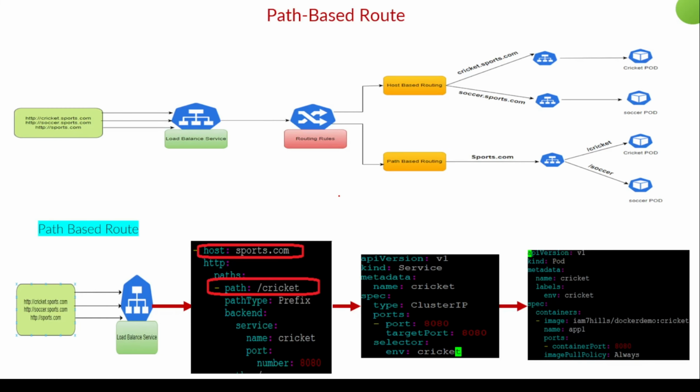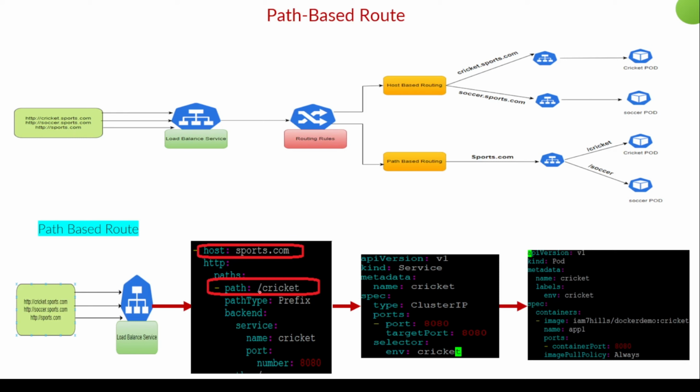So the difference between the host based route and path based route is very simple. Only the path. In the host based, it was empty, but in the path based we have /cricket. So this is what is commonly used in Kubernetes. Rest everything is the same. Your routing rule is what I defined here. And if you see here the /cricket, when I hit this one, I'm telling it to still go and call the service name with cricket.